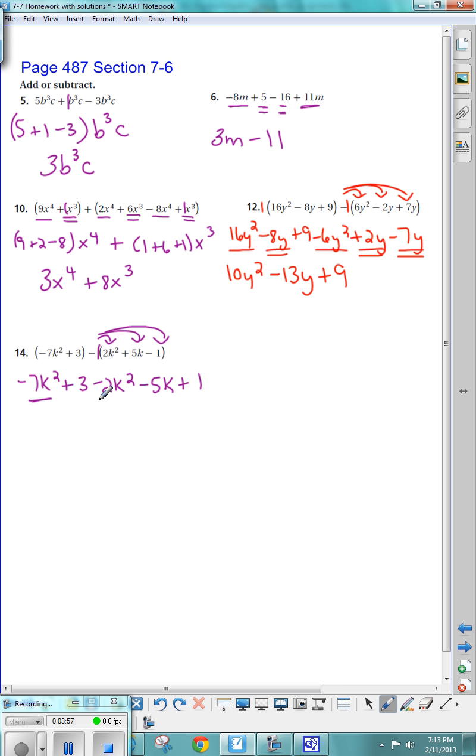So then my like terms are my negative 7k squared and my negative 2k squared. Same signs, add. That gives me 9. Keep the sign on the 7. So negative 9k squared. Then there's nothing like the negative 5k, so I'm going to put it next. And then the 3 and the 1 are like terms, so positive 3 and a positive 1, same signs, add, I'm going to get 4.